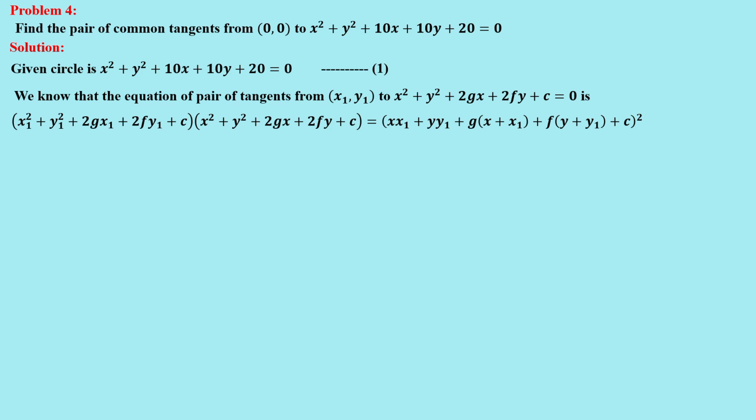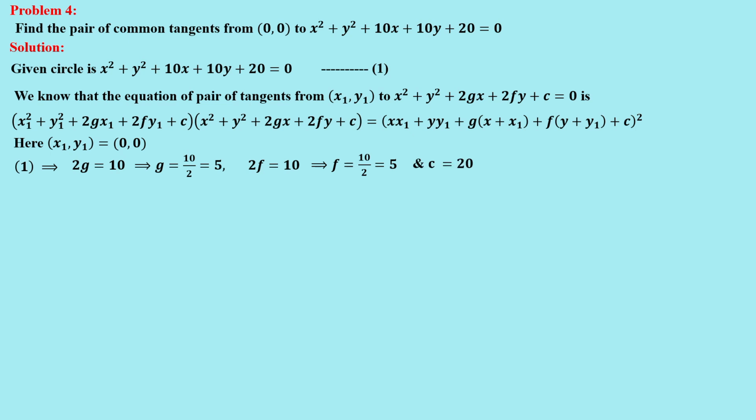Here (x1, y1) equal to (0, 0). So from 1, 2g is equal to 10, g is equal to 5, 2f equal to 10, f equal to 5, c is equal to 20. Substituting in the above formula, you will get the required equation of pair of tangents.